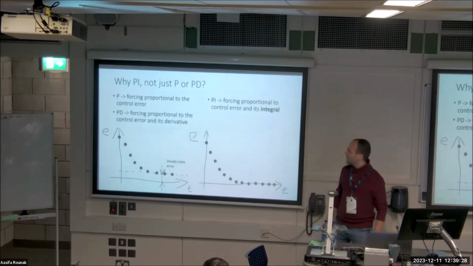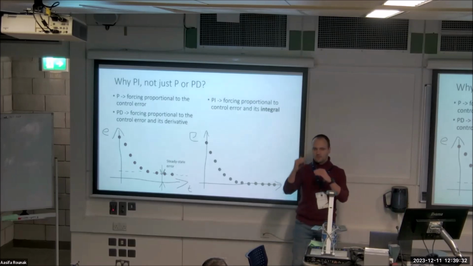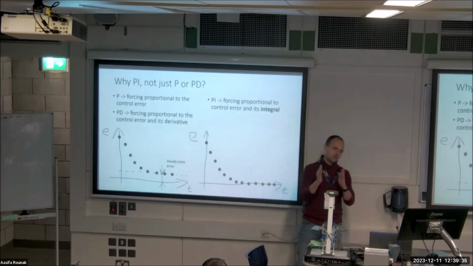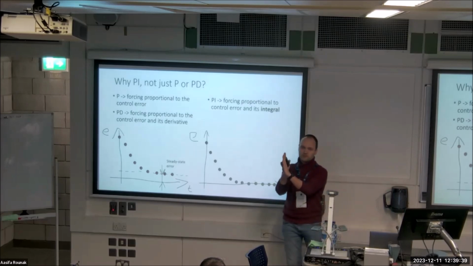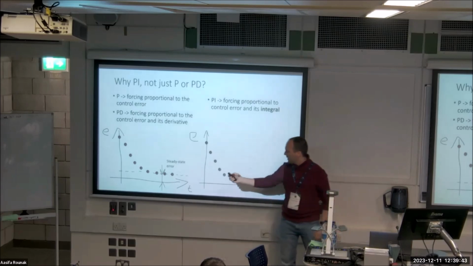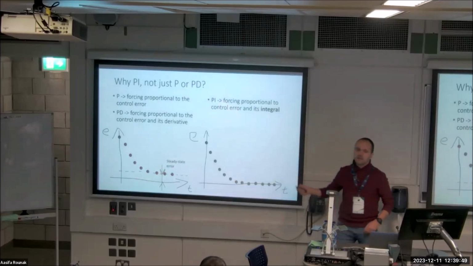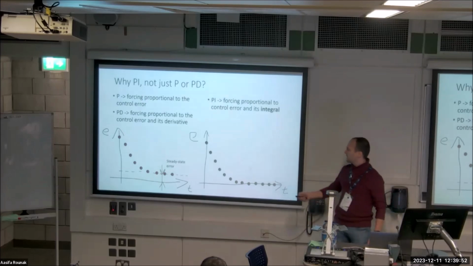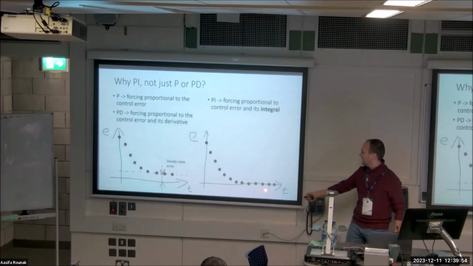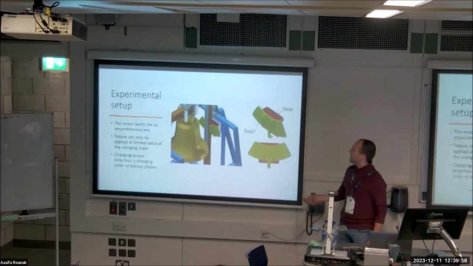Why is it important? Well, imagine a P controller, right? If the signal is proportional to the error of control, it means that if we attain the correct amplitude of swinging, then our control signal disappears. So if I have a P or PD controller, I will have the steady state error. But the integral part takes into account the steady state error and eliminates it. So that's why PI is much better in our application.